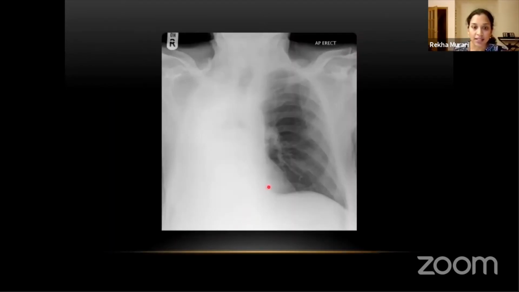Okay, so this is the third x-ray. Have a look at it and see what you think.